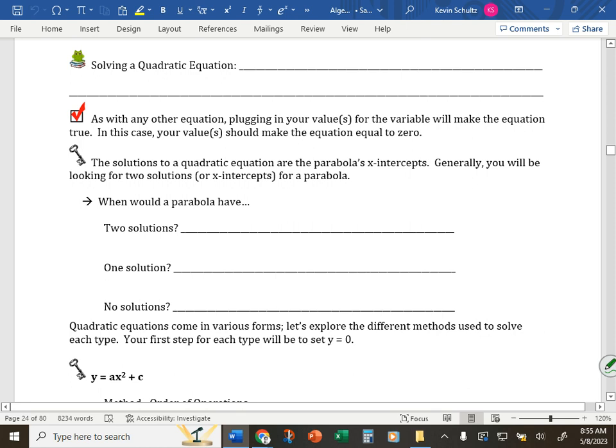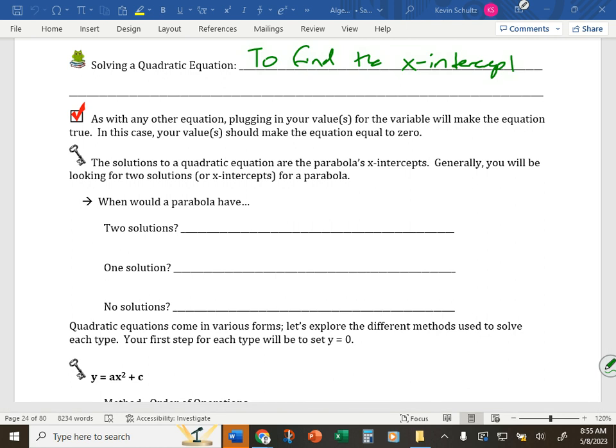And to solve a quadratic equation, when you see it, what it's referring to is to find the x-intercepts of the parabola. Okay? To find the x-intercepts of a parabola. That's what it means to solve.